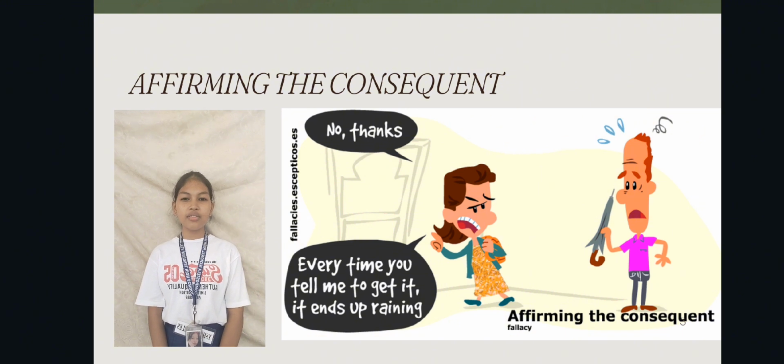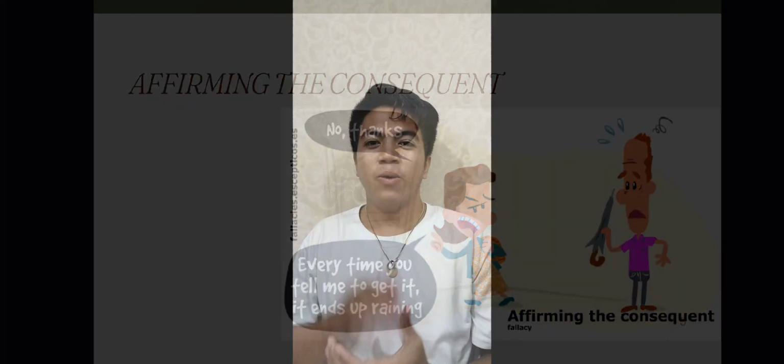It involves the invalid inference that if P implies Q is true, and Q is true, then P must be true as well. It's important to recognize this flaw in reasoning. We will show an example about this fallacy.